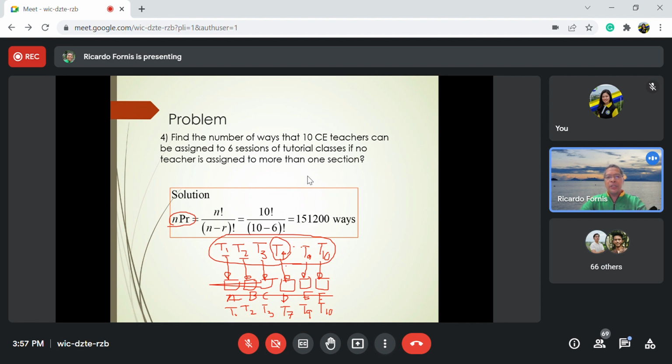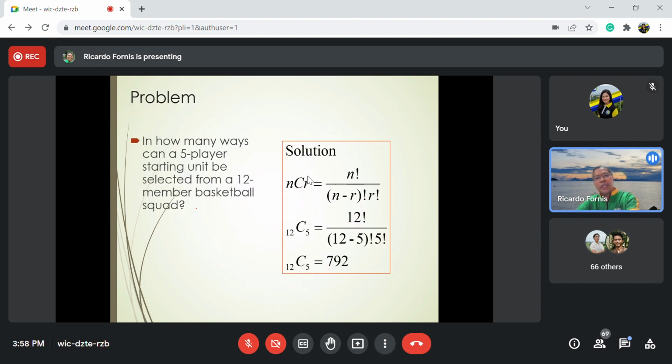There is a difference if we interchange T4 or T1. That's why we consider it as permutation because the order is also important. That's the interpretation. In this case, in how many ways can a 5-player starting unit be selected from a 12-member basketball squad?